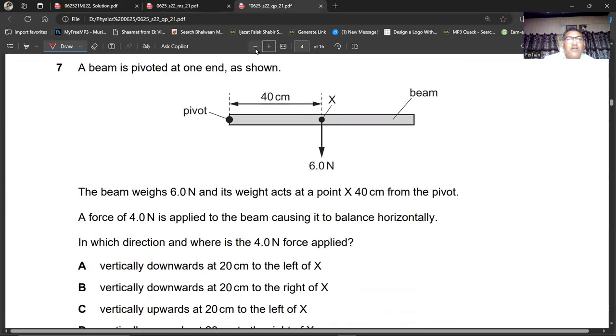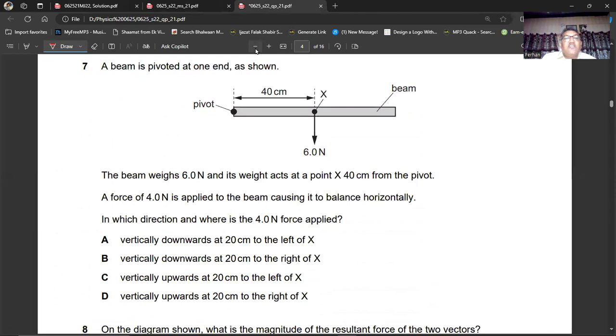Okay, so then we have question number 7. A beam is pivoted at one end as shown. The center of gravity is 40 centimeters away from the pivot. That means the total length of this beam will be 40 plus 40, that will be 80. The beam weighs 6 Newton and its weight acts at a point X, 40 centimeters from the pivot. The force of 4 Newton is applied to the beam, causing it to balance horizontally, because the weight is trying to produce a clockwise moment. So we have to apply a force here to produce an anti-clockwise moment to balance this.